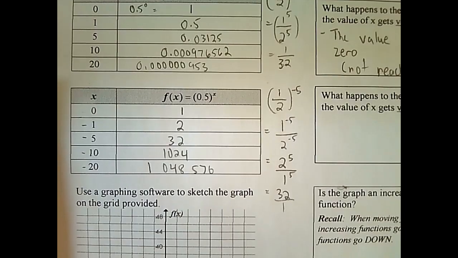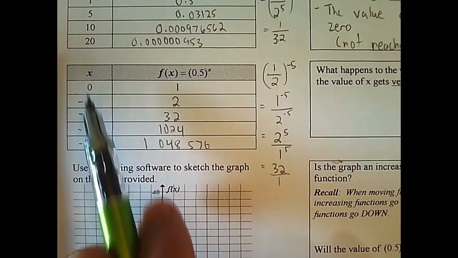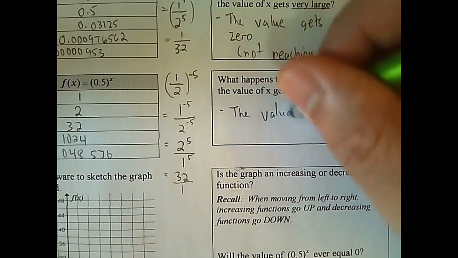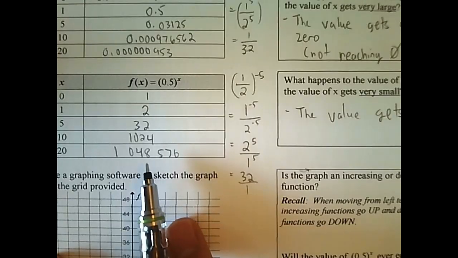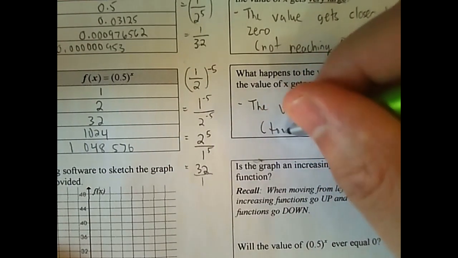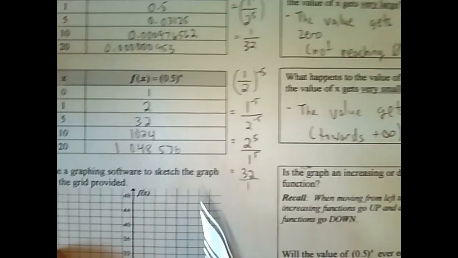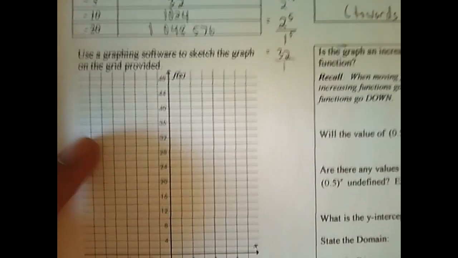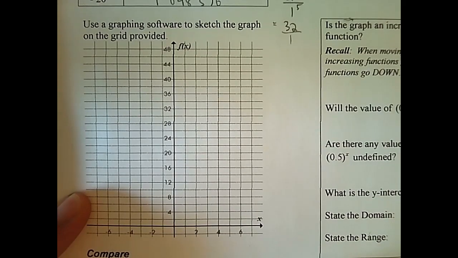And what happens to the negative x values? As x values get very small in the negative direction, the value gets larger. And we see that it's also going towards positive infinity because it's going towards larger and larger positive numbers. So let's now graph this. You can use decimals again if you want to, or just graph this with some values on your calculator, and then we'll answer the questions.